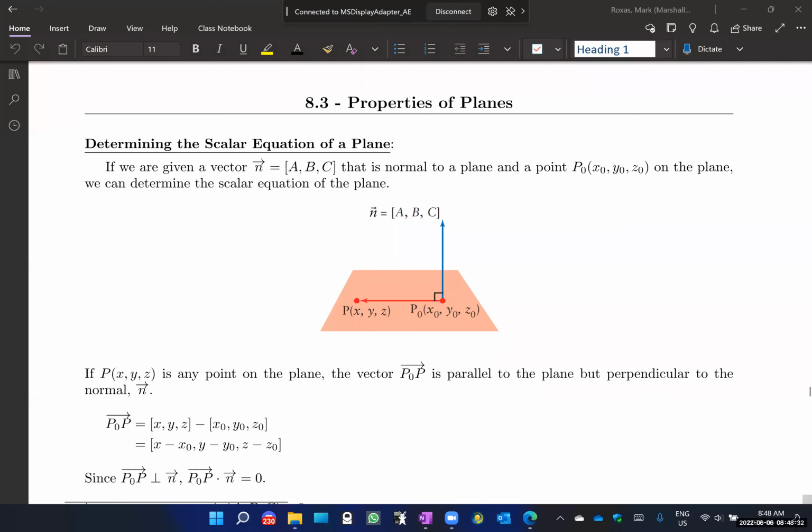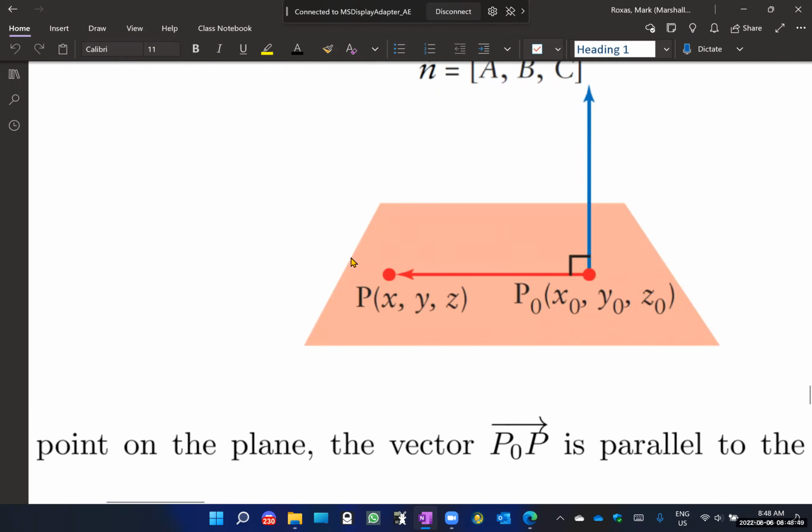There you go. Okay. Determining the scalar equation of the plane. So what you see there on the screen is a plane. And there's a vector, or two of them, in fact. So there is a direction vector pointing from a known point on the plane P0 to any other point on the plane. And you'll see a blue vector, which is 90 degrees to that vector.